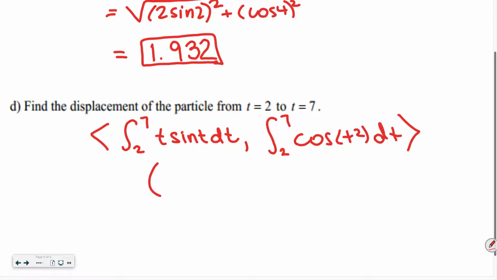Okay, our displacement. Who's neutral? Hannah, you are neutral. I got negative 6.362. Okay, my colorful people? 0.097. So from 2 to 7, this particle moved 6.362 units to the left and up just an itty bitty bit.